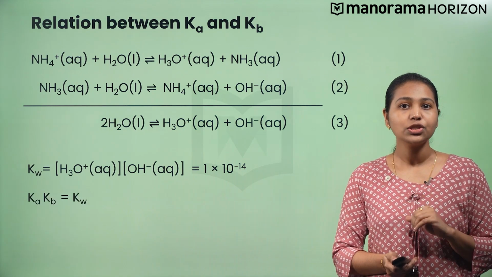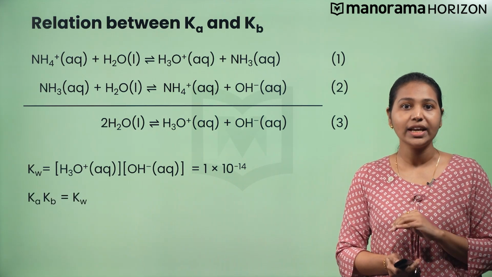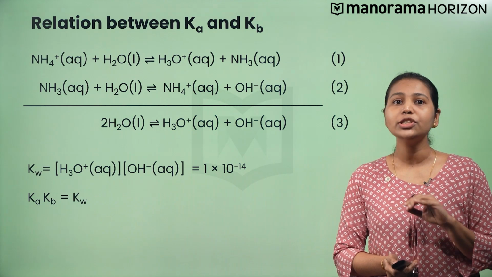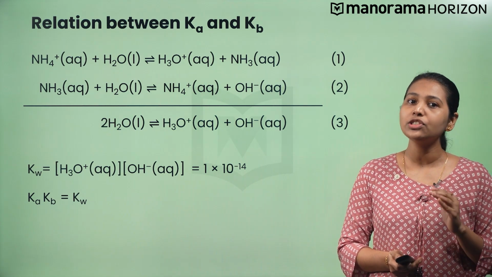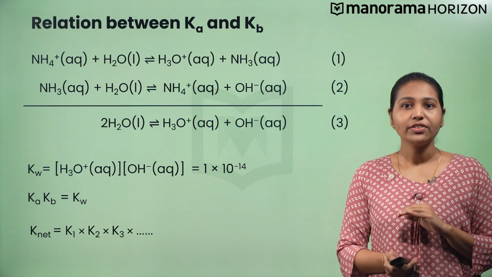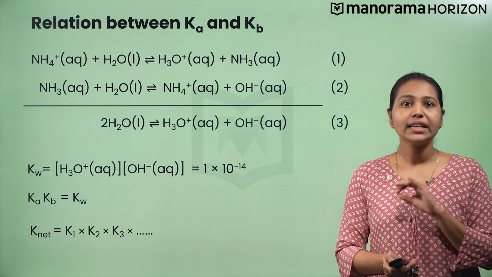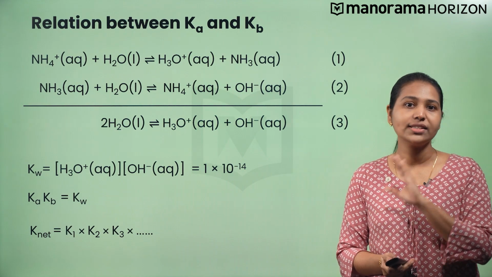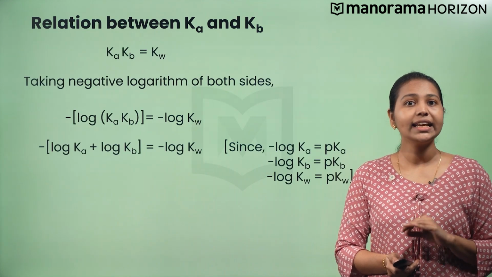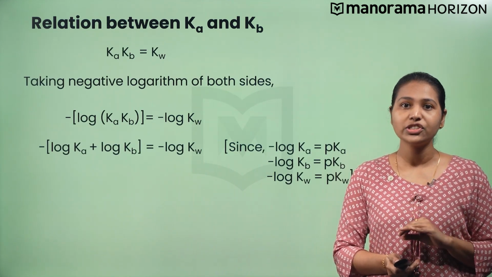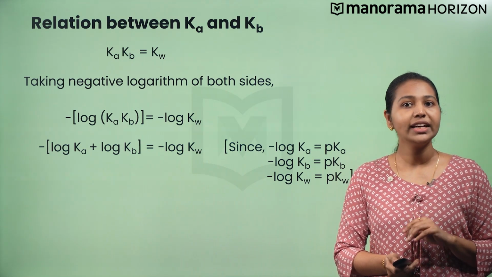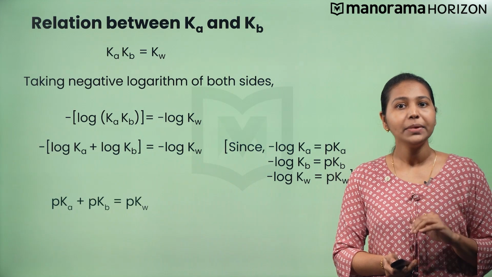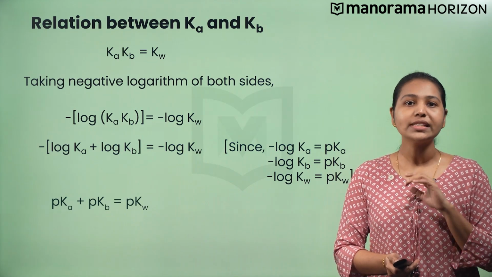This shows that the equilibrium constant for a net reaction obtained after adding two or more reactions equals the product of the equilibrium constants for the individual reactions. Hence, in general, you may write K net equals K1 into K2 into K3, etc. Besides, if we take the negative logarithm on both sides of the equation, then the pK values of the conjugate acid and base are related to each other by the equation pKa plus pKb equals pKw.